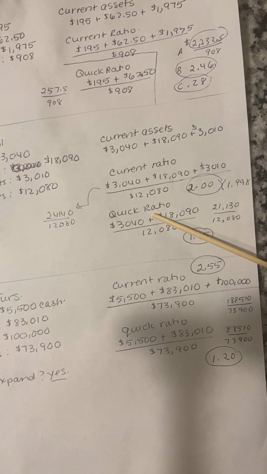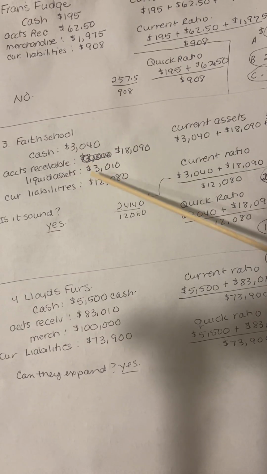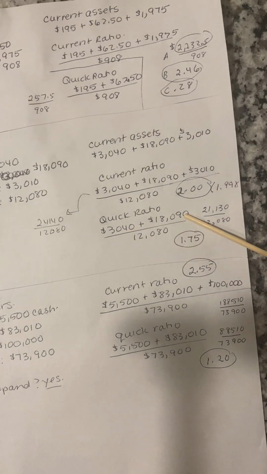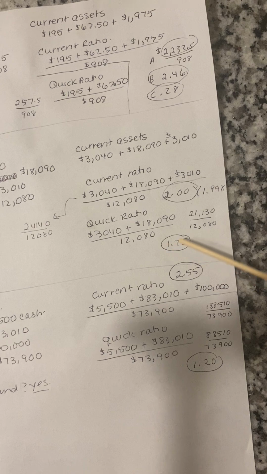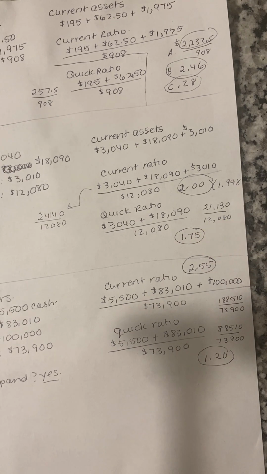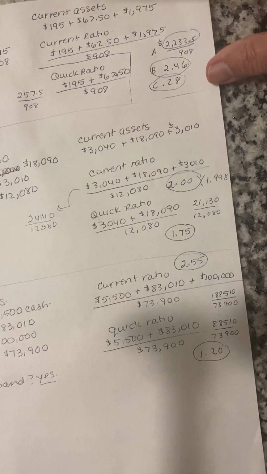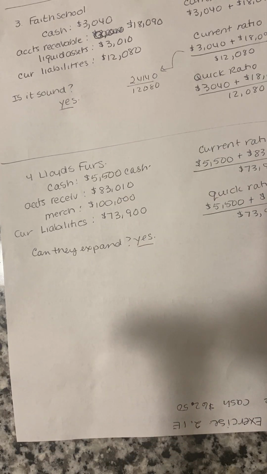Then I took the quick ratio, which is just the cash and the accounts receivable, and added those together. You get 21,130, and you divide it by 12,000, and the quick ratio is 1.75, which is good. So just to see how to do these, you're going to have these on the test for sure.